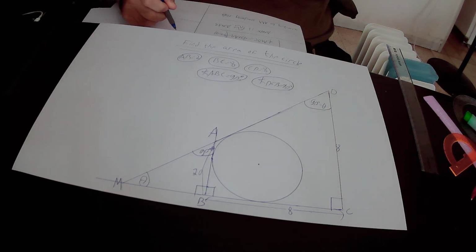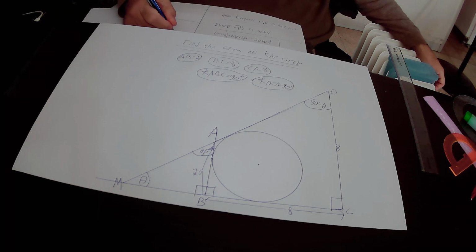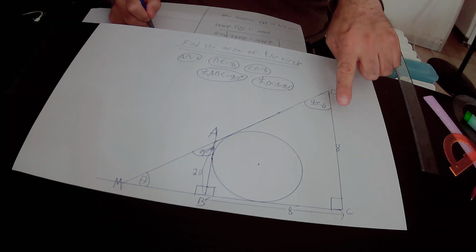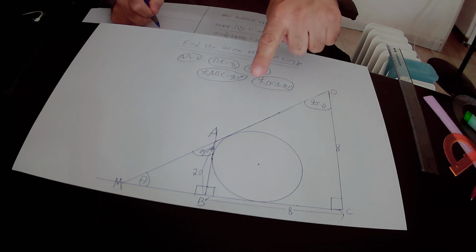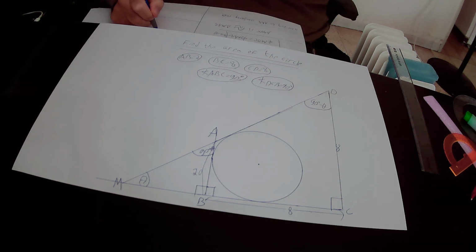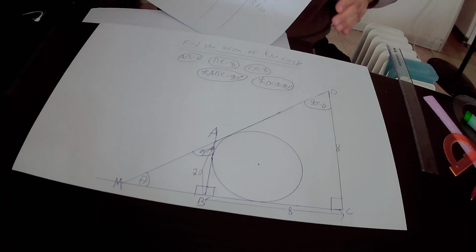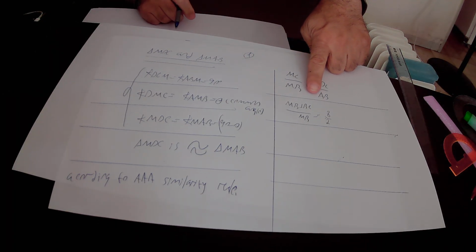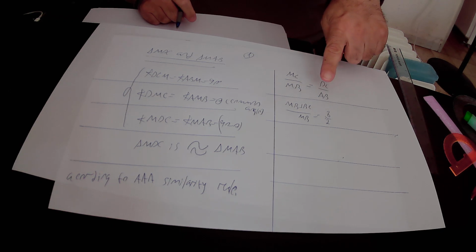MC equals, we substitute MC by MB plus BC, over MB, equals DC. DC equals 8 units. We substitute DC by 8 over AB. AB is 2, so we substitute AB by 2. In conclusion, we found out that MB plus BC over MB equals 8 over 2.